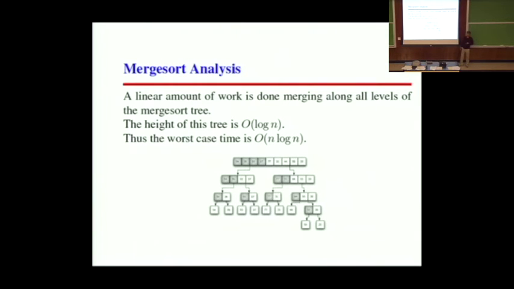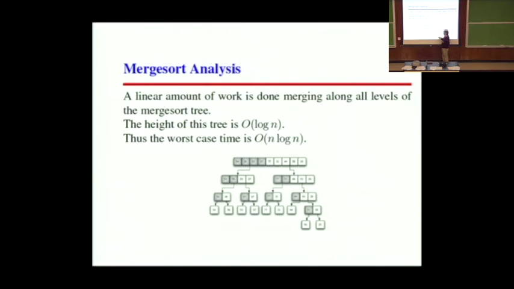Why? Look at the top thing. We were merging a list of n over 2 elements and n over 2 elements. That cost how much? N over 2 plus n over 2 was n, right? In this case, we're merging n over 4 elements plus n over 4 elements. How much time did it take to merge these? N over 2. It took n over 2 to create this, right?